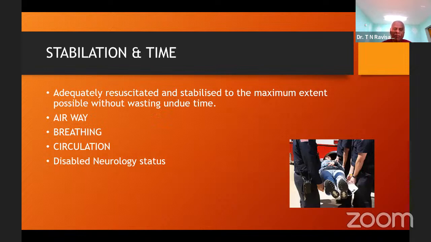Stabilization and the time is very important. Adequate resuscitation and stabilization to the maximum extent possible without wasting undue time. You might have a primary or a secondary care center. We don't have a coronary angiogram, but you need to stabilize the patient. The patient has low pulse volume, bradycardia, is unconscious, whatever it is, try to resuscitate the patient appropriately.